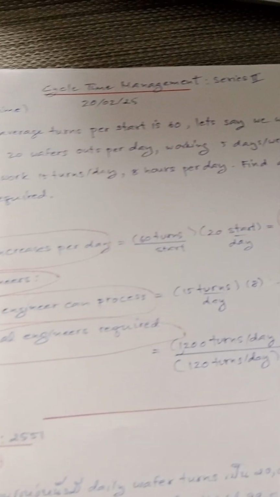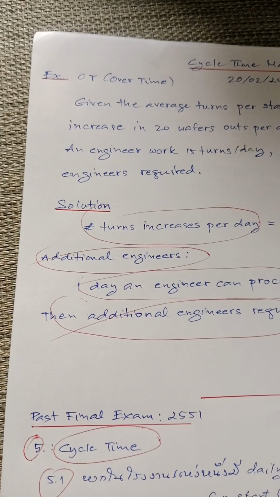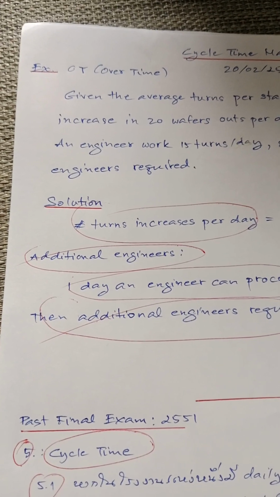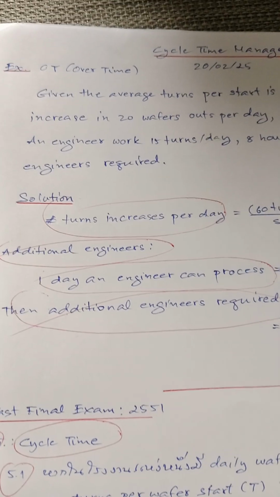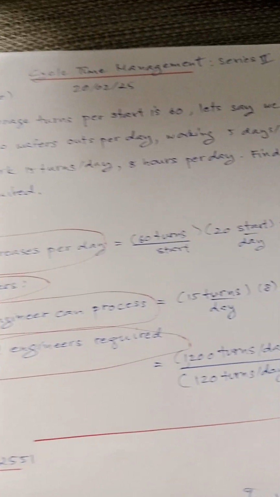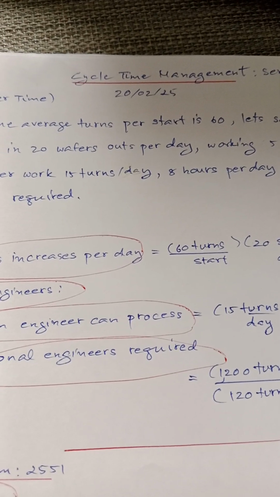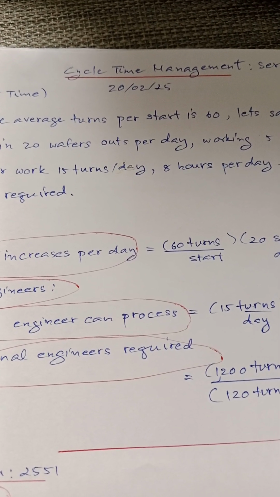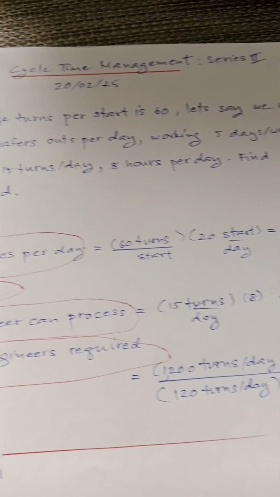Students, let's continue with cycle time management. This one is series 2, and we're going to calculate something related to OT, or overtime. Given the average turns per start is 60, the uppercase T, right? That's the turns per start.